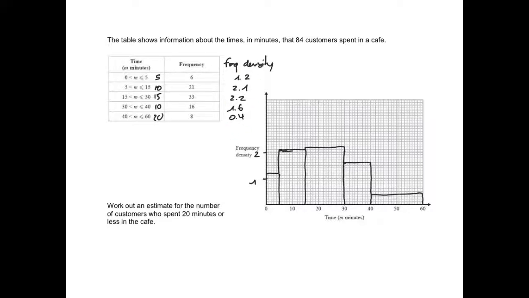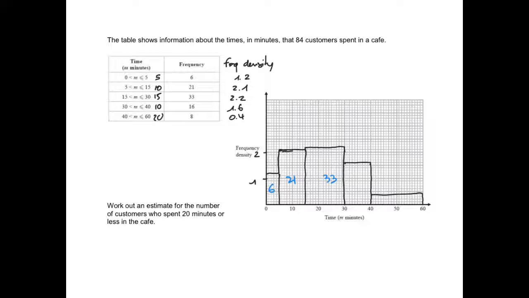One key thing to understand is that now the frequency is represented by the area. For example, for the first bar, the width is 5 and the height is 1.2. 1.2 times 5 is 6, which is the corresponding frequency. So we can write down the frequency that corresponds to these bars. Here we have 6, here we have 21, here we have 33. And we are now ready to answer the question.